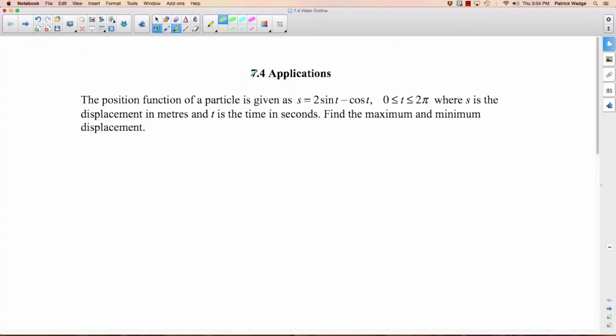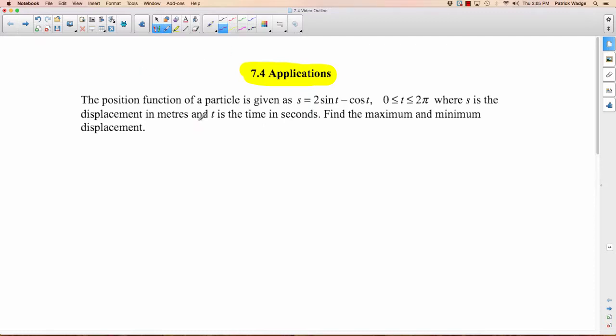Okay, section 7.4 is called Applications. It's a rather frightening section because we're going to do a whole bunch of the really hard stuff from earlier in this course, like related rates and optimization and displacement. We're going to do it all in one day. Scary. So we're going to start with the displacement question.